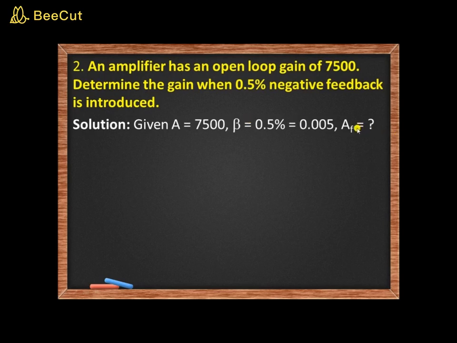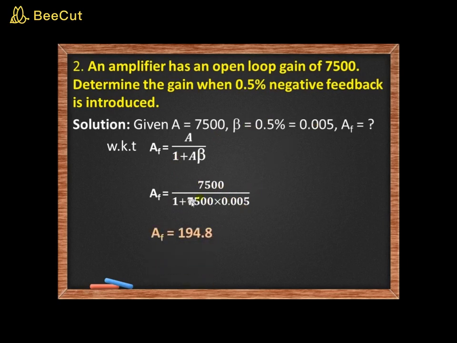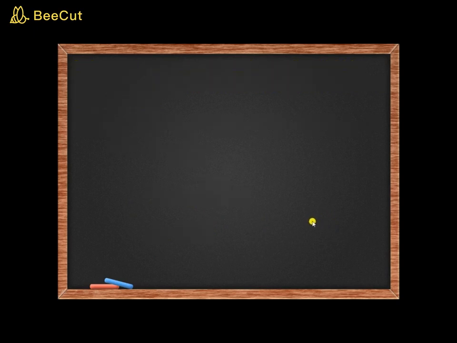Okay, that is, we need to find out AF, and we know that AF is equal to A divided by 1 plus A beta. So AF is equal to A is 7500 divided by 1 plus 7500 into beta. Beta is 0.005. When I simplify this, it comes to AF is equal to 194.8. Okay, 194.8. So hope you understood the two problems. Now let us proceed with the third one.